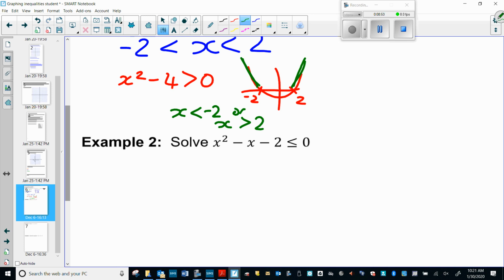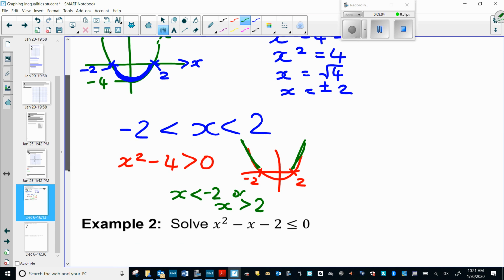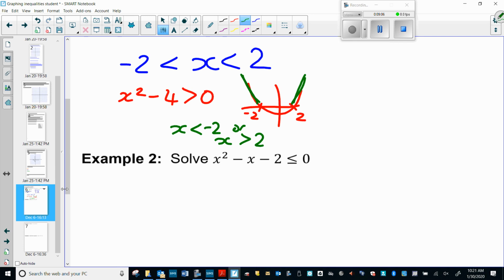Rearrange? What did we do with this bad boy? We actually solved that it was equal to 0, to find these 2 numbers. So what are we going to do here? We're going to solve this one. We're going to try and find the values that would make it equal to 0. So first of all, we're going to solve x squared minus x minus 2 equals 0.